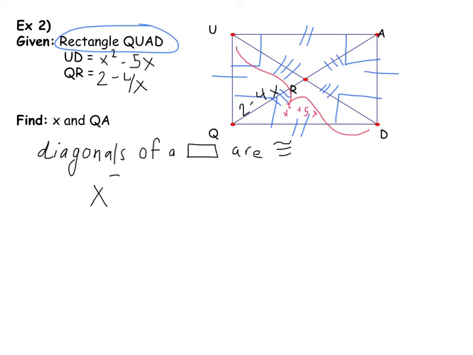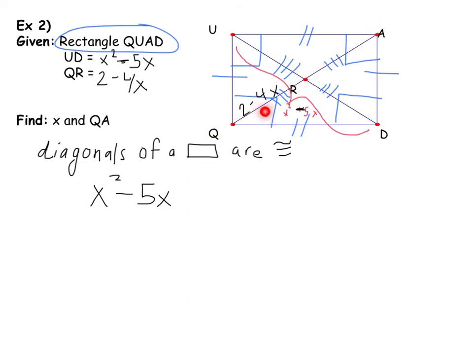One entire diagonal, x squared minus 5x. Notice how I made a copying error here. It's important to make mistakes and be able to catch or recover from them. So be careful. This is a minus, just like it is up here. So just make sure you're copying that down appropriately. One entire diagonal, namely UD, is going to be congruent to the entire other diagonal.